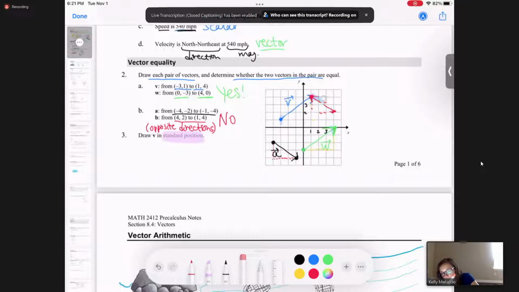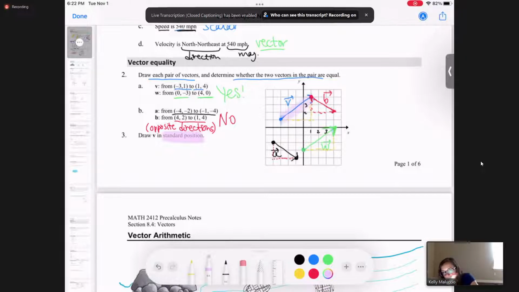I'm trying to erase some stuff without erasing everything. So let's put this back, B, and I'll keep that also. Okay, so standard position, if that's what we want, what that means for V.